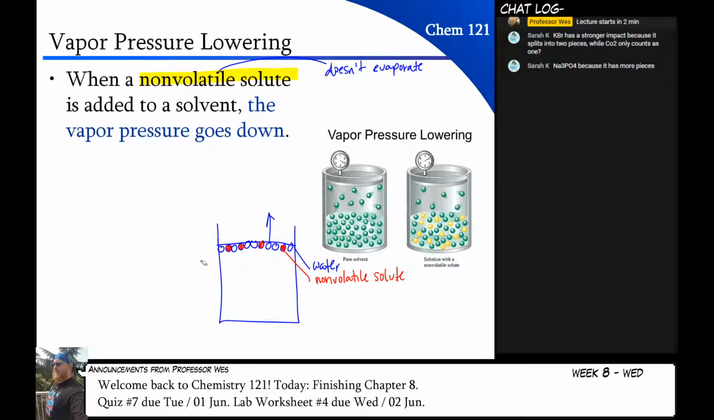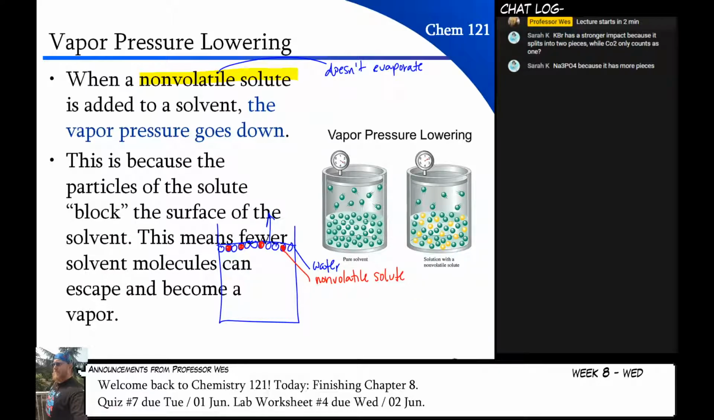So as I fill up the surface with non-volatile solute, I block off the surface from evaporation. Now, obviously, this is distributed through the entire solution, and I'm just talking about the very topmost layer here. But if I have a solution that's 10% non-volatile solute, 10% of the surface will be blocked. And so the vapor pressure should go down by 10%, and it totally does.